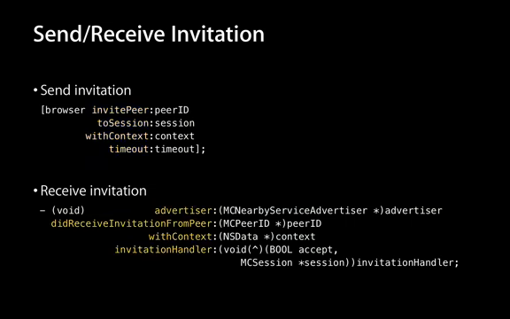When the advertiser receives an invitation, you will be notified via this delegate method: advertiser didReceiveInvitationFromPeer withContext and invitationHandler. The second one will be the peer ID of the sender of the invitation. The third one will be the context, if the sender specified some context. And the fourth one will be a block, an invitation handler that the advertiser will have to call once it knows whether the invitation is to be accepted or declined.